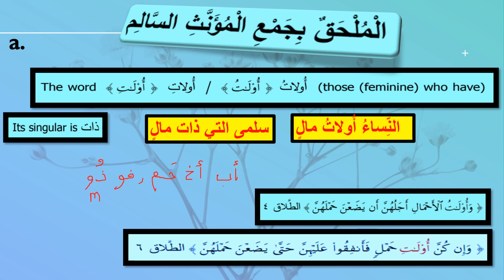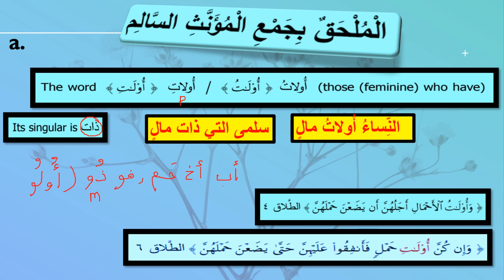Dhu is used for males, and remember we did in Jama Mudhakkar, dhu for the male. And what is the plural of dhu? It's ulu. So the plural of dhu is ulu, meaning those who have. And here for the feminine, we use ulat, and this is the plural. Ulat is the plural, and what is the singular? The singular is zat. So this is from the Asmaul Khamsa.